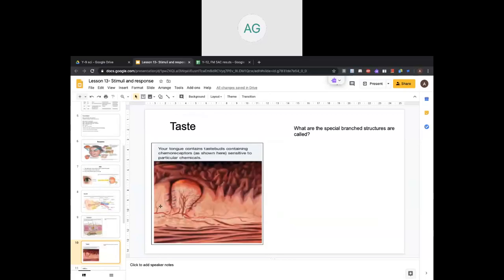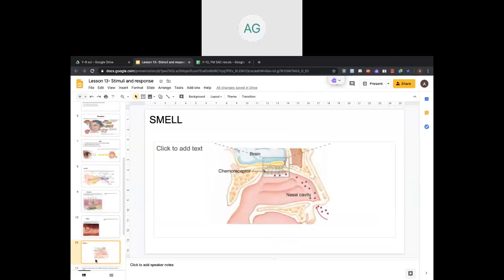Then taste. So your tongue has got, that is your tongue. So it has got your taste buds. So you can find out what the special branched structures are called. So you can find out about that for the tongue and write down here. Then smell, so that's the nose. So chemoreceptor, the hairs in the nose, they are sending the signal to the brain.